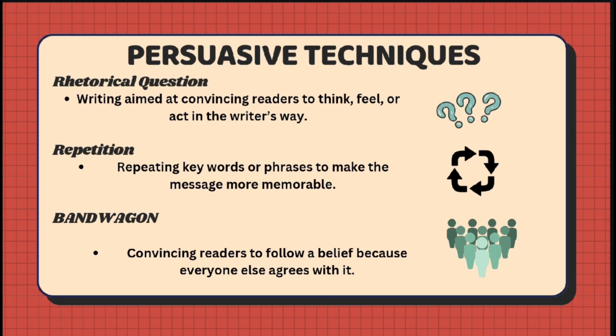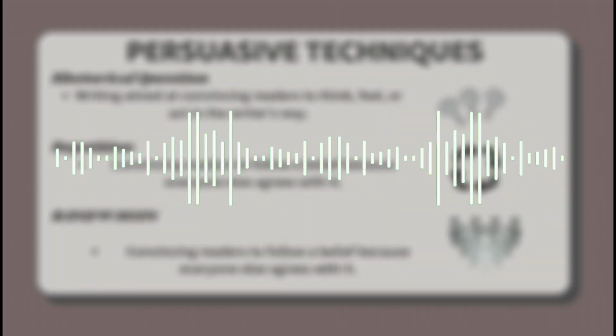There are 5 persuasive techniques. First is the rhetorical question. It is writing aimed at convincing readers to think, feel, or act in the writer's way. Rhetorical questions are not meant to be answered. An example of this is, wouldn't you do everything to make your family happy?